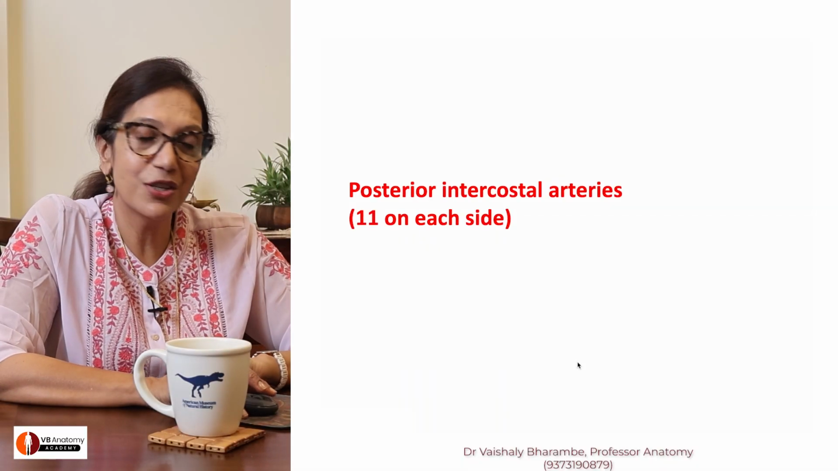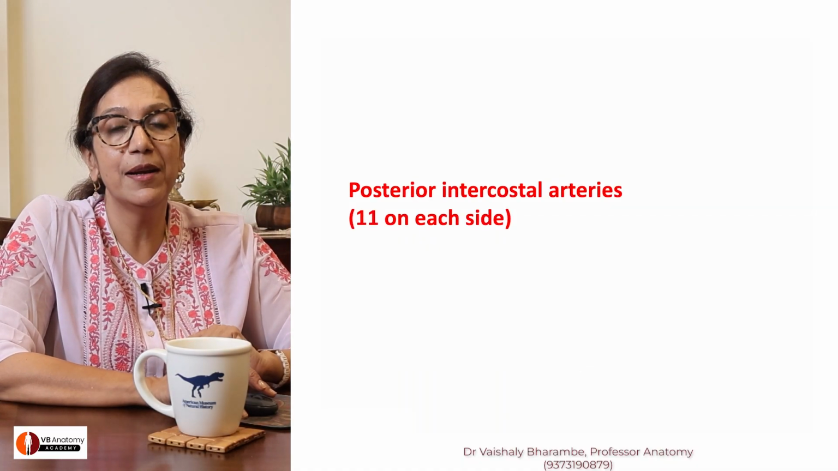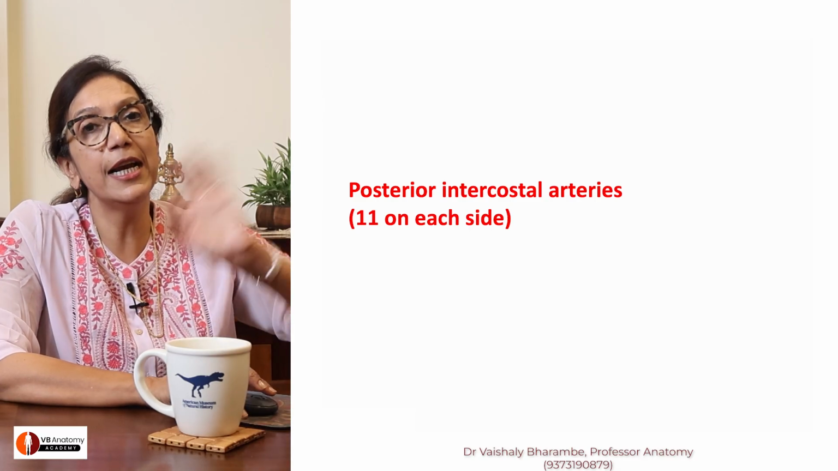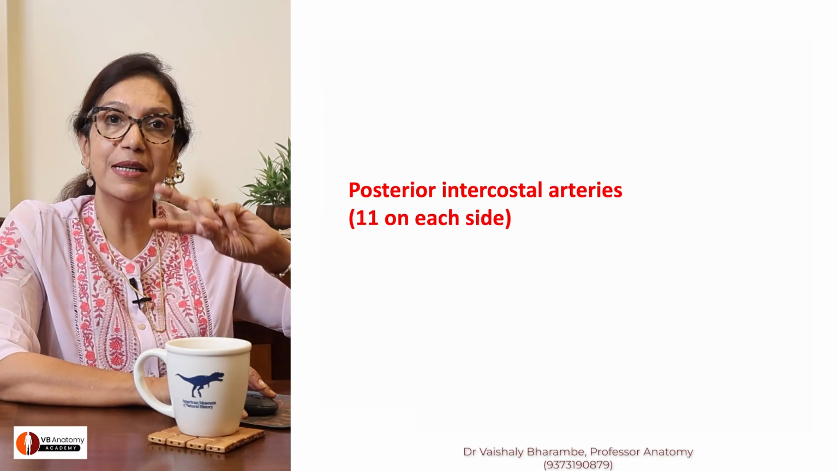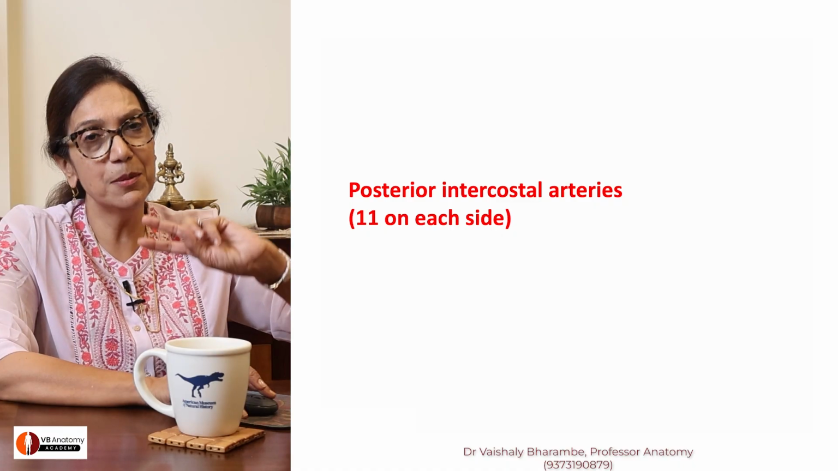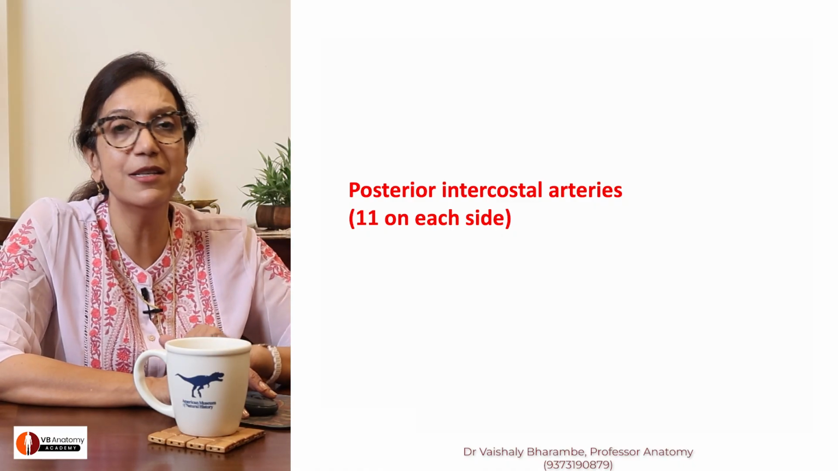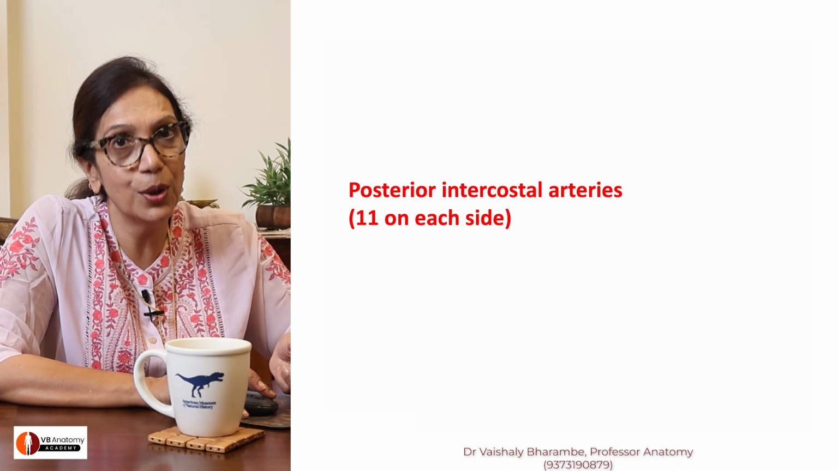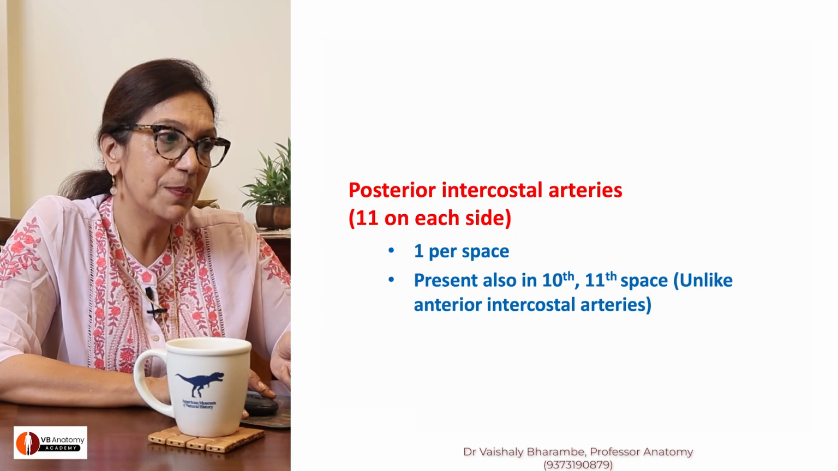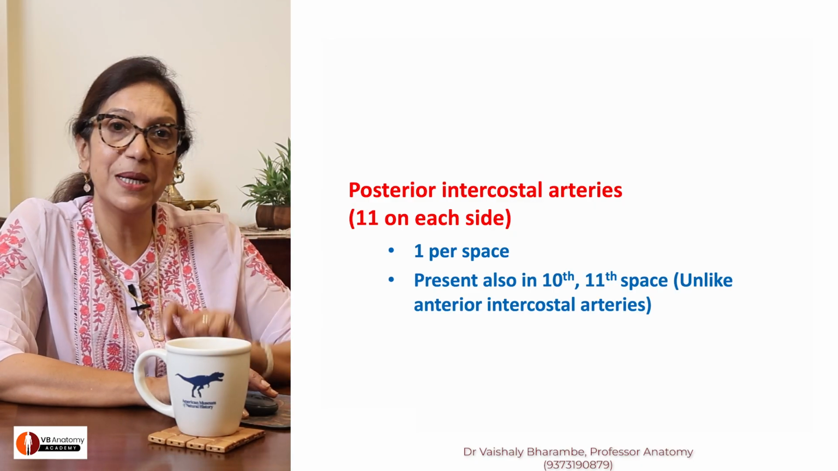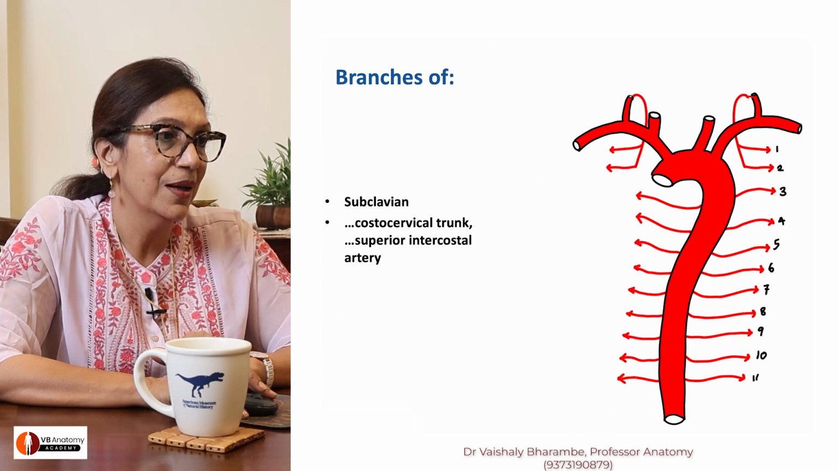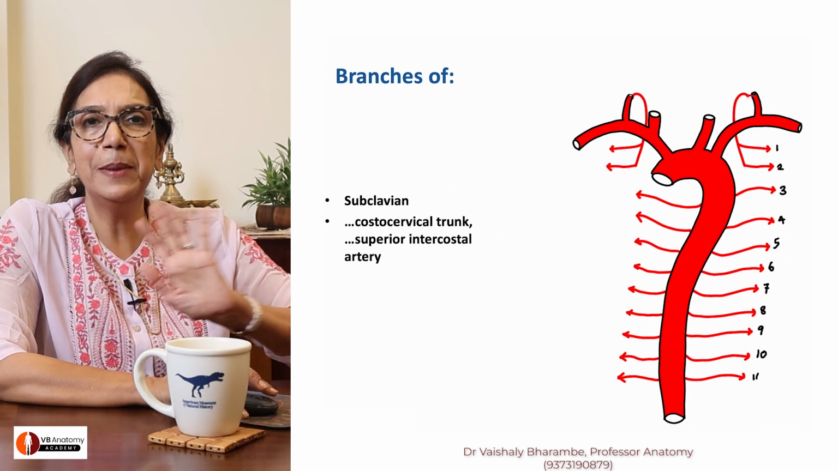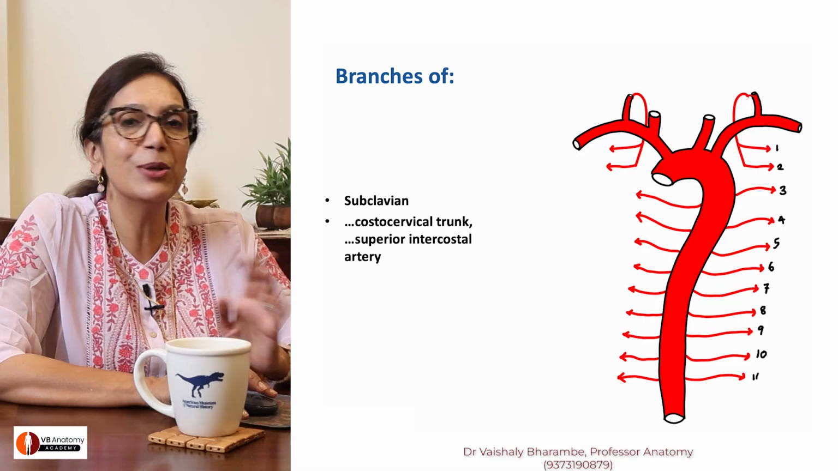So, posterior intercostal arteries. They are 11 in number. Why 11? There were only 9 anteriorly. Okay, because posterior intercostal arteries are present in the 10th and 11th space, whereas anterior are not there, right? One per space present in 10th and 11th space as well. So this is a very simple, pretty diagram. I love it because it's so easy.